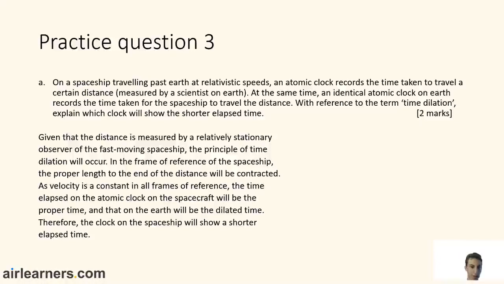In terms of mark allocation, this is probably a little bit more difficult to mark, but as long as there are a couple of valid points and you mention something along the lines of which one will be dilated and proper, so this point over here, and give a conclusion, that would be 2 marks. It is always good to mention this first bit about proper length and contracted length, because that links the two, and mentioning velocity gives you that full spectrum that you need to answer a question well.